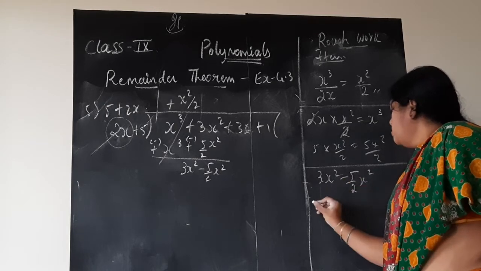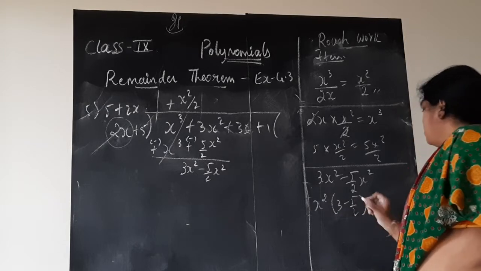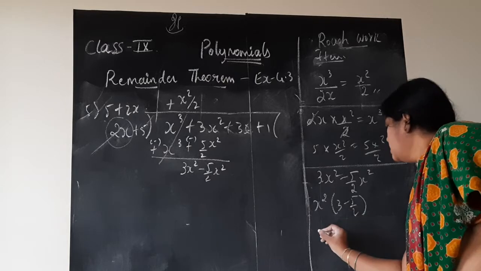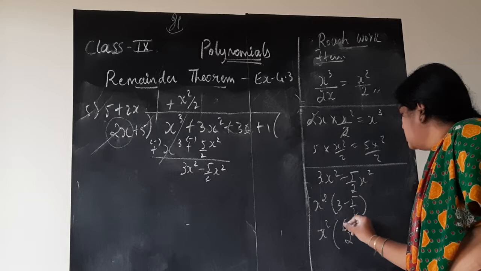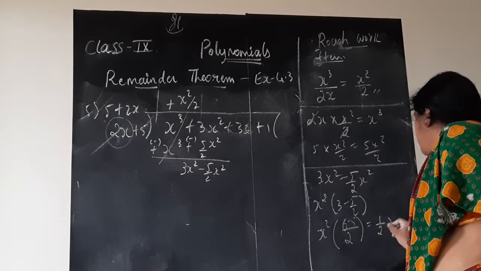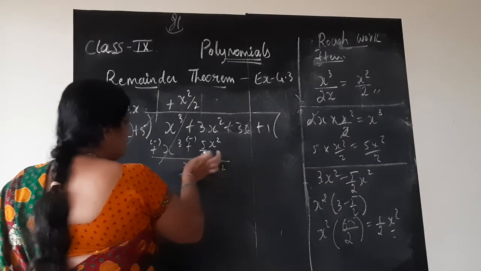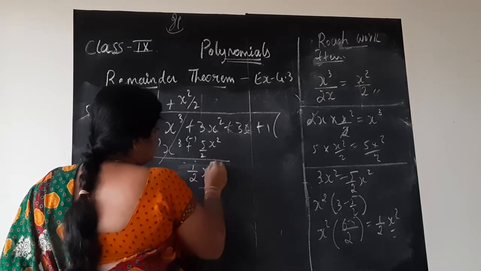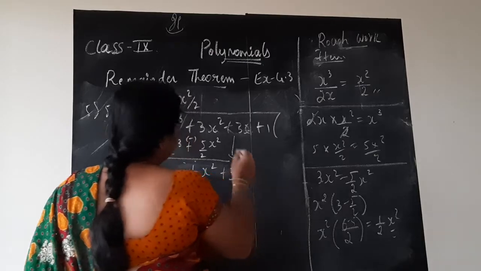In both terms, x square is a common factor. So we get 3 minus 5 by 2. Here I need to take the LCM, which is 2. 2 threes are 6, minus 5, so 6 minus 5 is 1 by 2 x square. So 3x square minus 5 by 2 x square can be written directly as half x square. Bring down the next term, plus 3x.